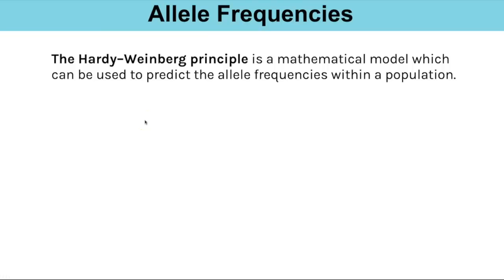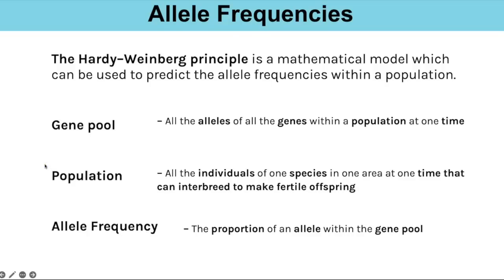The Hardy-Weinberg principle is essentially a mathematical model which can be used to predict the allele frequencies within a population, which means how common one particular allele is within that population's gene pool. So just to review some of these key terms then: gene pool, population and allele frequency. The gene pool is all the alleles of all the genes within a population at one time. Population is all the individuals of one species in one area at one time, and they can interbreed to make fertile offspring. And lastly, the allele frequency is the proportion of an allele within the gene pool.